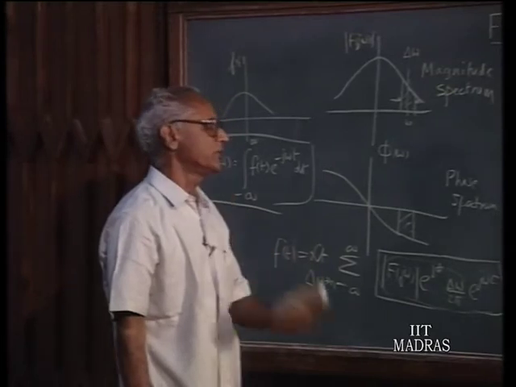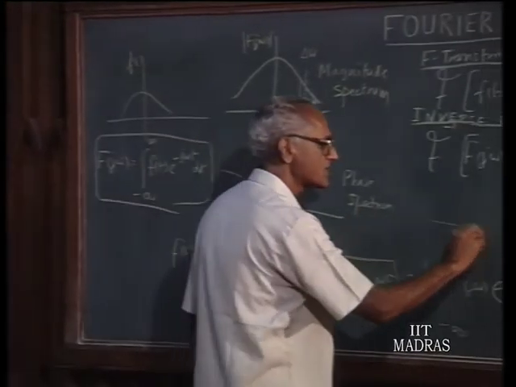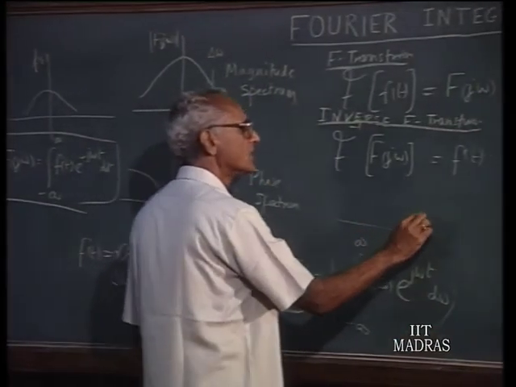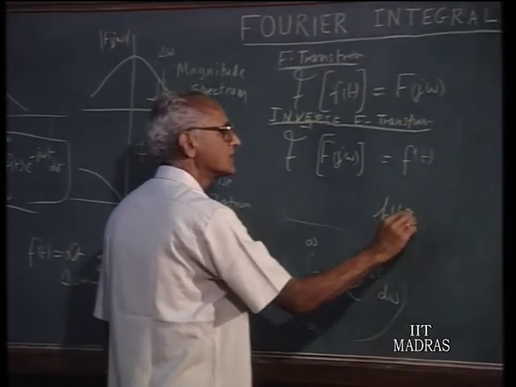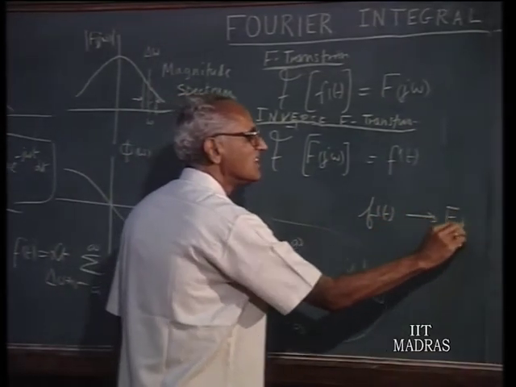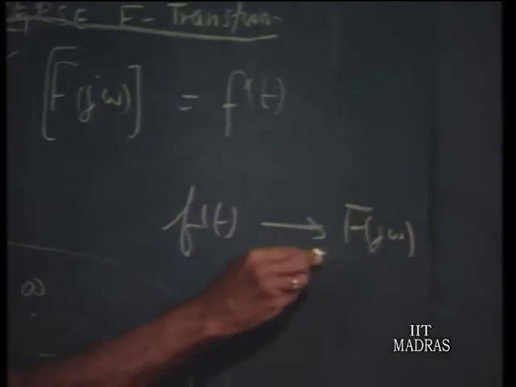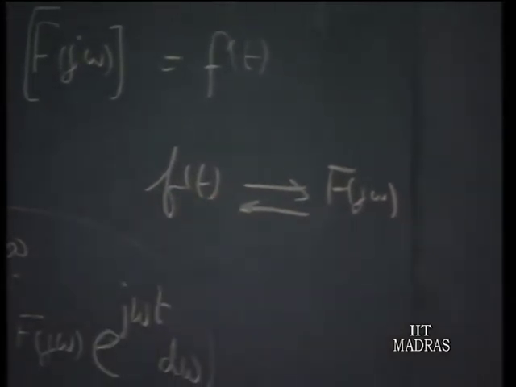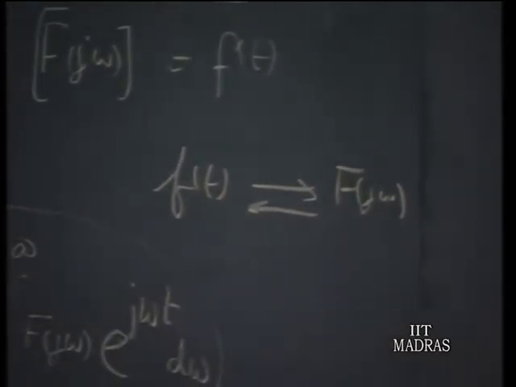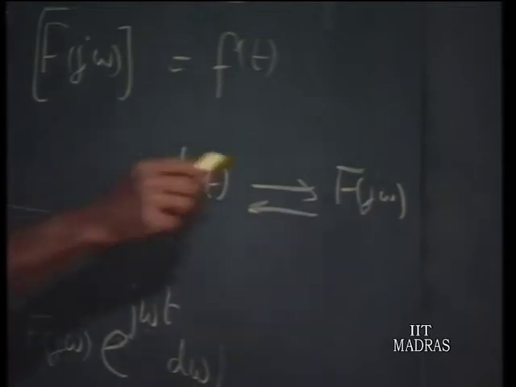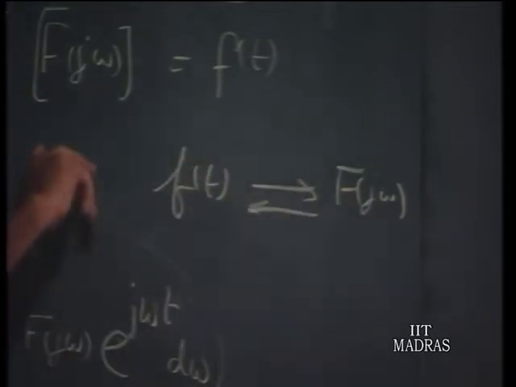We would also like to indicate these transform relations occasionally in this fashion. f(t) and F(jω) form a transform pair. So we can indicate that functional relationship in this manner: f(t), a double arrow heading to F(jω). This means in the forward direction you are doing the Fourier transform, and in the reverse direction you are doing the inverse Fourier transform.